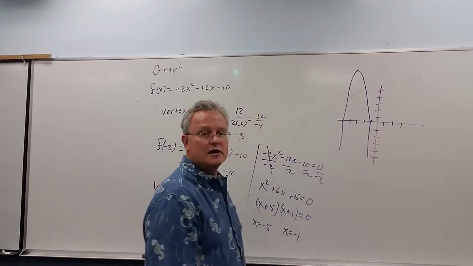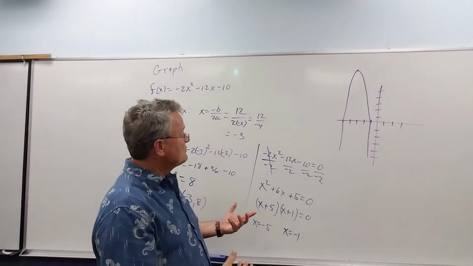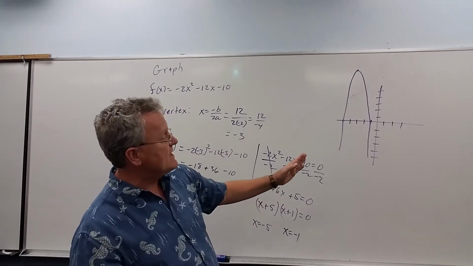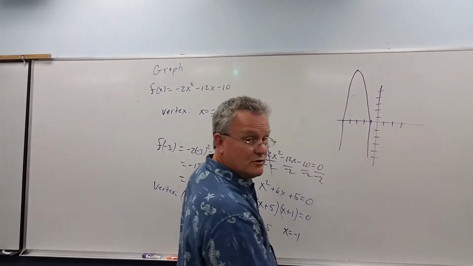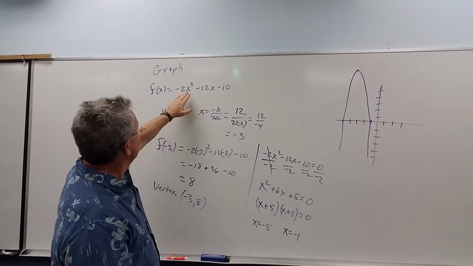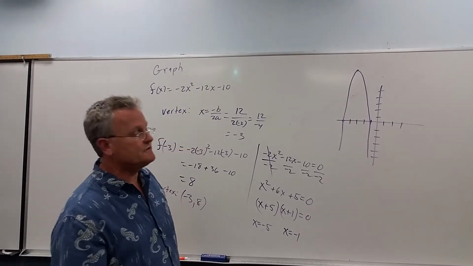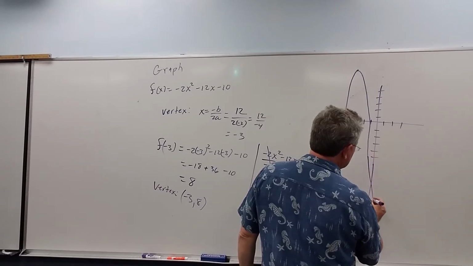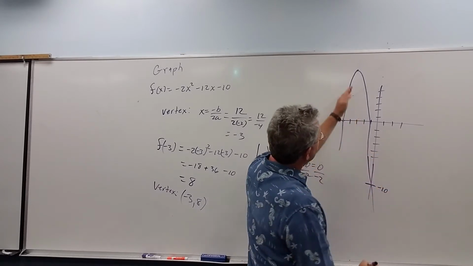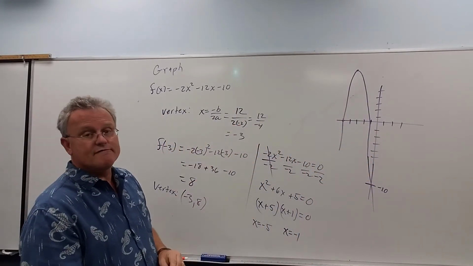Where is it going to cross the y-axis? Well, let's figure it out. To cross the y-axis, we let x equal 0. That's what we do to find the y-intercepts. When x is 0, it's really easy. Those terms go to 0, and we get negative 10. So it's going to be all the way down here somewhere at negative 10. That's where it's going to cross the y-axis. So that's the graph of this.